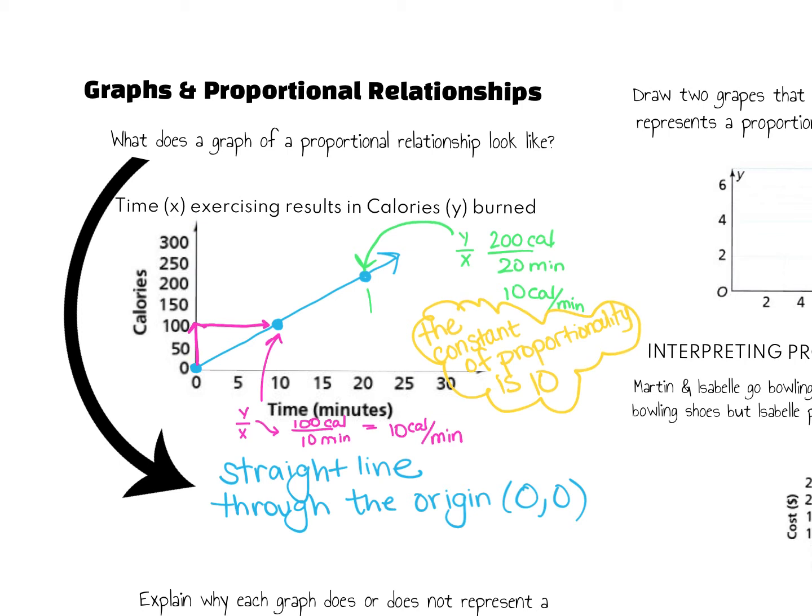So just to recap, that was a lot. When you're looking at a proportional relationship, it's going to be a straight line and it's going to go through the origin. If it doesn't go through the origin or it isn't a straight line, then it's not going to be a proportional relationship. You can dig down into what each one of these points means. This means 0, 0, 0 minutes, 0 calories. This point right here means 10 minutes, you burn 100 calories. And this right here means for 20 minutes, you burn 200 calories. We could break down any of these points to find that constant of proportionality.